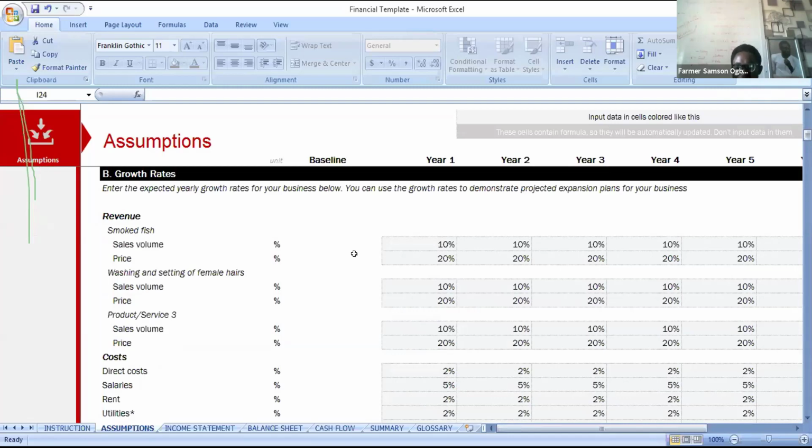Now, notice what has happened. Because I have stated smoked fish, let me use the cursor. Smoked fish has appeared already because I have already stated smoked fish. I stated washing and setting of female hairs. It has come up automatically. I don't know if that makes any sense.